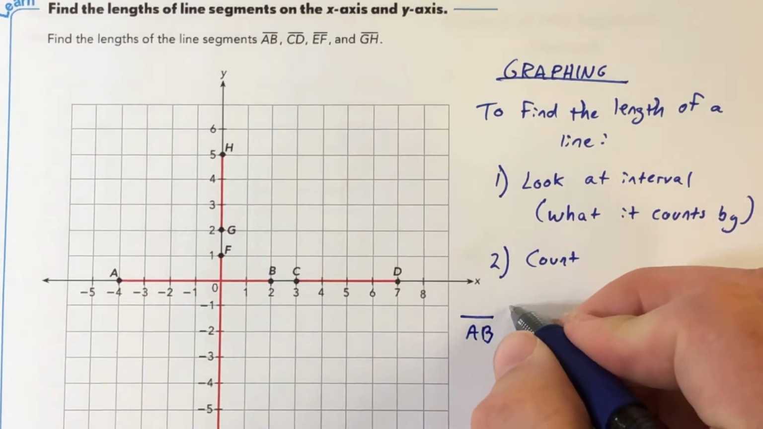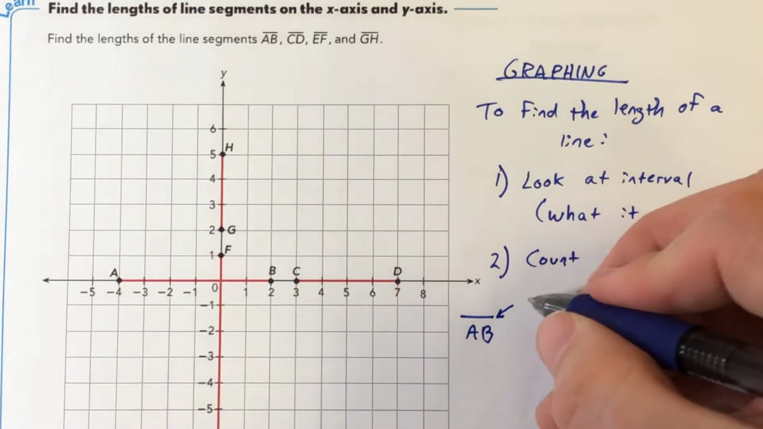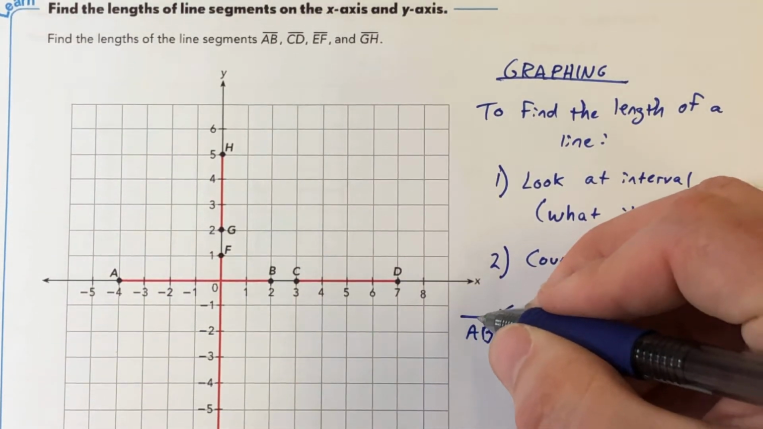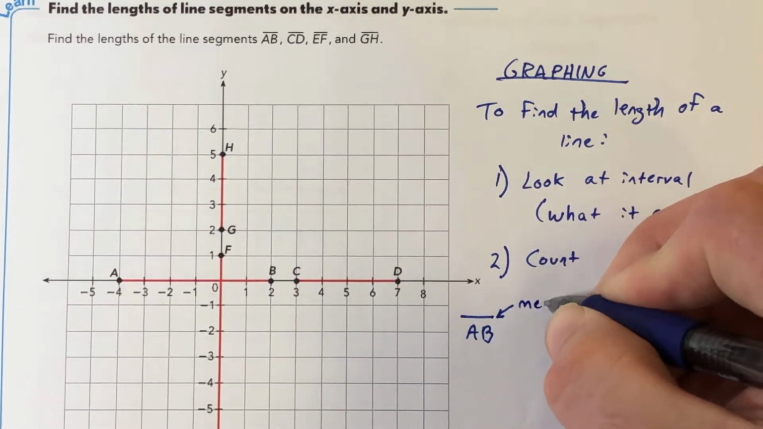So I keep saying the word line. That's because we have a line above those 2 letters. So again, when you have a line above 2 letters or something like that, that symbol there means line.